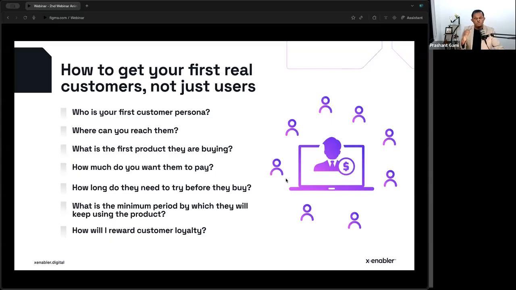How long do they need to try before they buy? Do you need to give a free trial, or a number of invoices they can generate? What is the strategy to penetrate the market and give them a taste of the product before they say, yeah, I will buy that? And what is the minimum period they need to keep using it before they say, yeah, I can never live without this product? And how will you reward customer loyalty? Say if Fred brings another 5 customers, will you reward Fred with something?